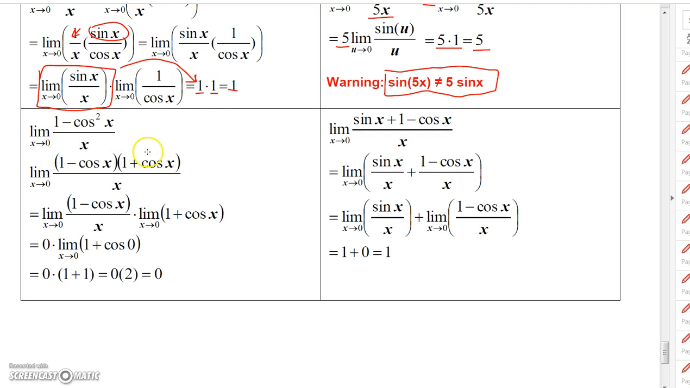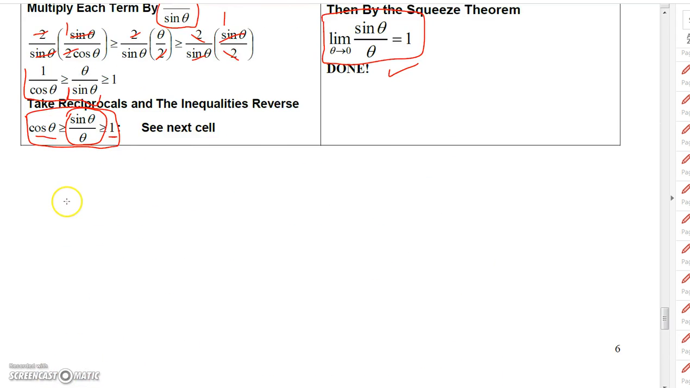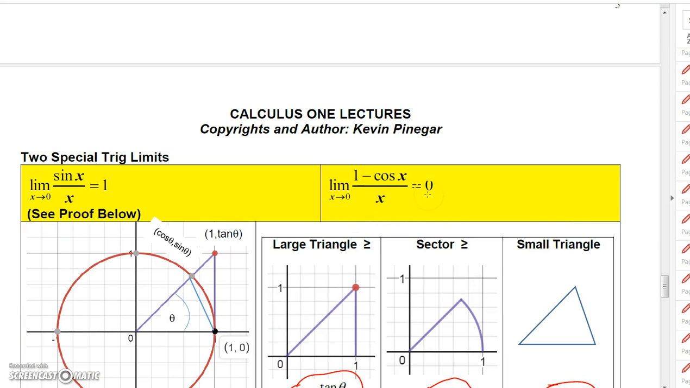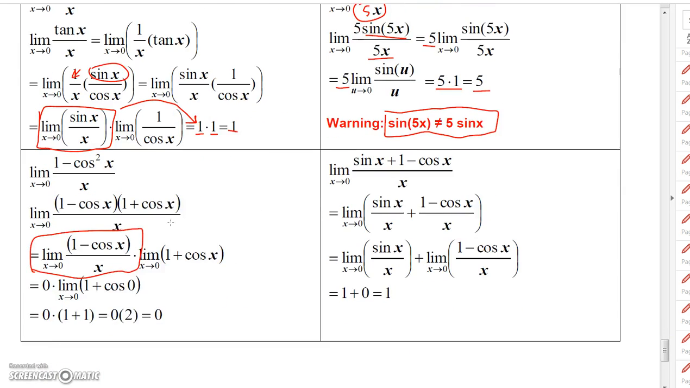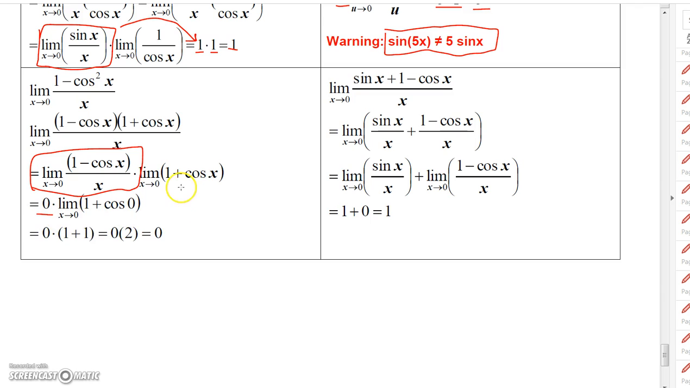Alright, for both of these two, you'll get 0 over 0 if you try to evaluate them, so you get indeterminate forms. The first one, I just factored the top with difference of squares, and then I broke this up into 1 minus cosine x over x and 1 plus cosine x. So I broke the limit up into the product of these two limits. And this limit, if you go back and look up here, remember, is 0. And then this limit is 1 plus cosine of 0, which is 1 plus 1, which is 2. So I get 0 times 2, which is 0.